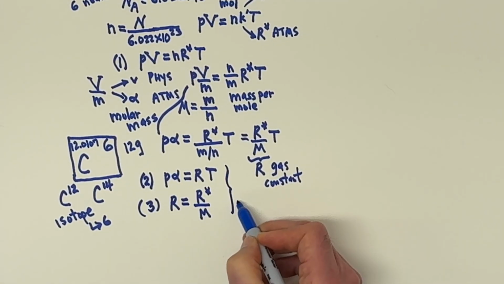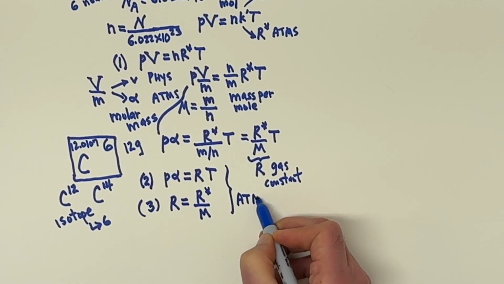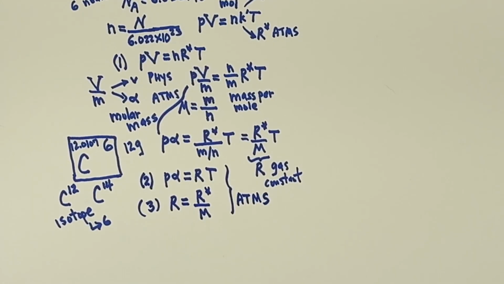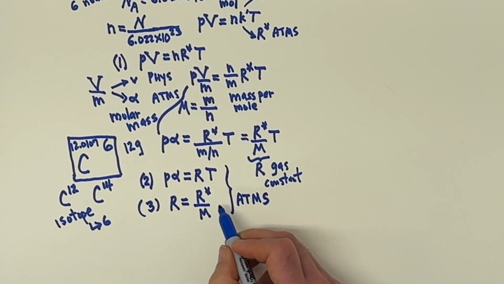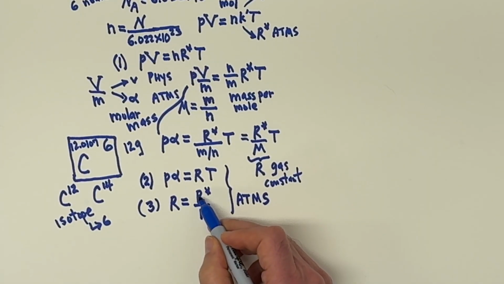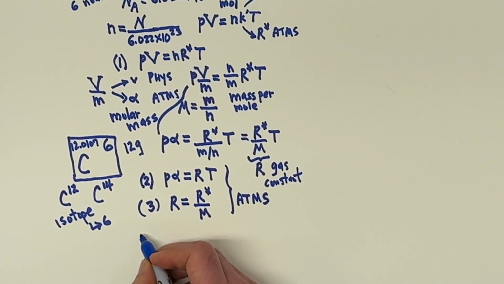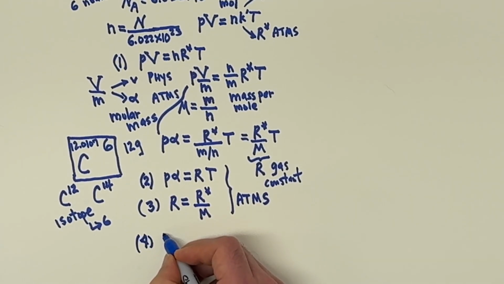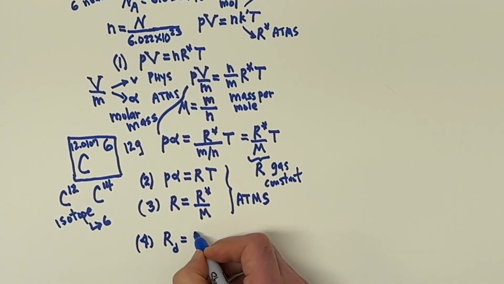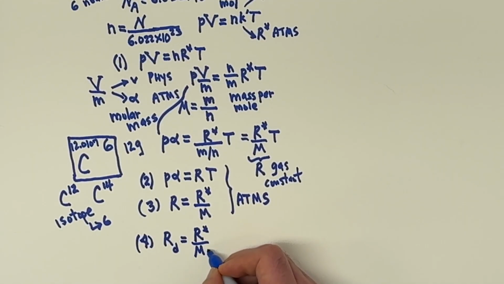And just to emphasize, this is convention in atmospheric science to do this. So the ideal gas constant in chemistry is that R star. And now for the fourth equation, what I would like to do is consider the ideal gas constant for dry air. So that would be R star over the molar mass for dry air.